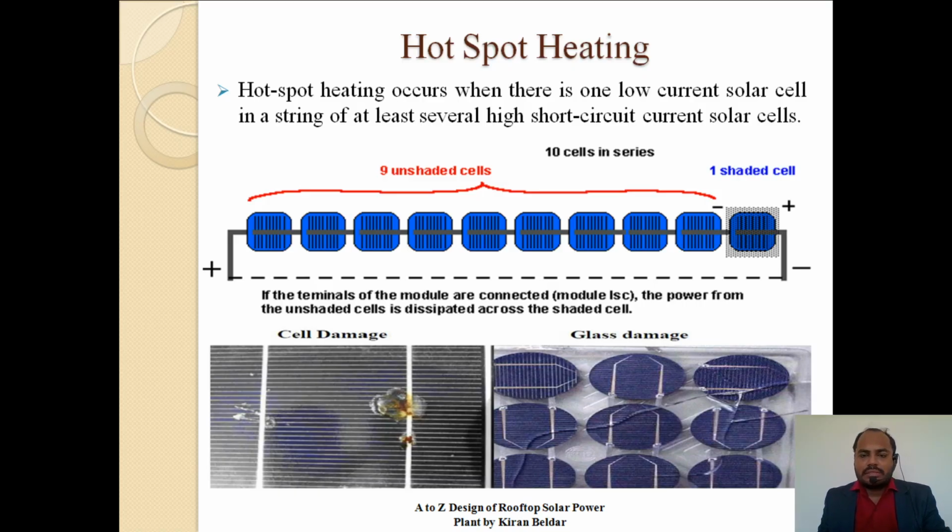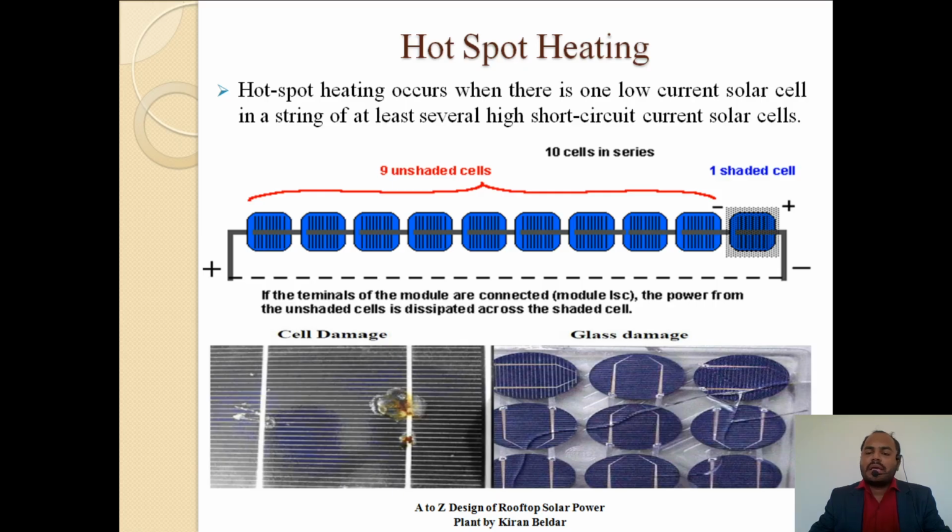Hotspot heating occurs when there is one low current solar cell in a string of at least several high short circuit current solar cells. Basically, when any solar cell or a solar panel or part of a solar panel is shaded by a permanent shadow, that particular solar cell will generate a very low amount of current, and other solar cells which are exposed to sunlight are generating a high amount of current.